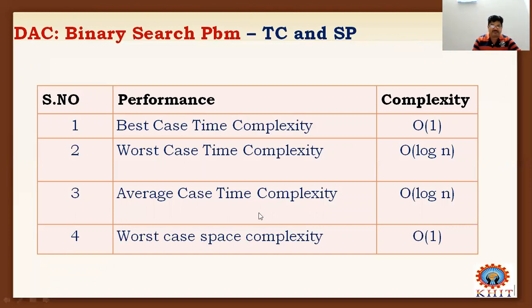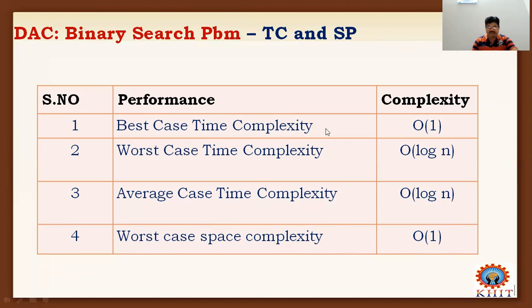How do we calculate the space complexity? It means how much memory the binary search algorithm takes. It will take only one unit. So the worst case space complexity is order of 1. Why? Because the searchable element is identified at only one location, so it is executed order of 1 times.